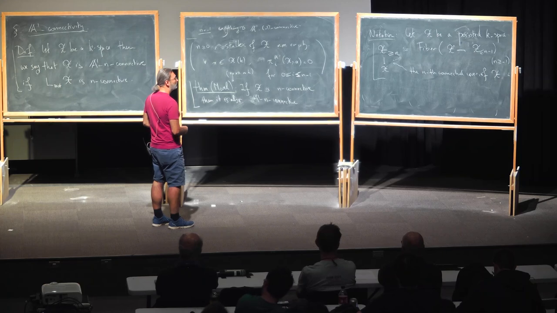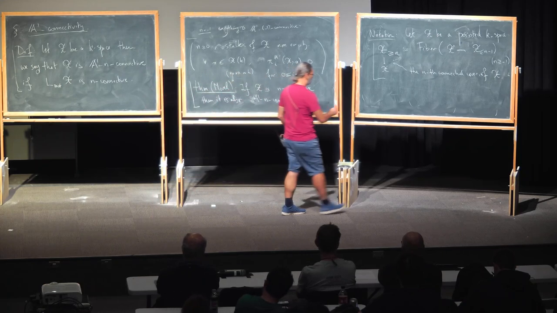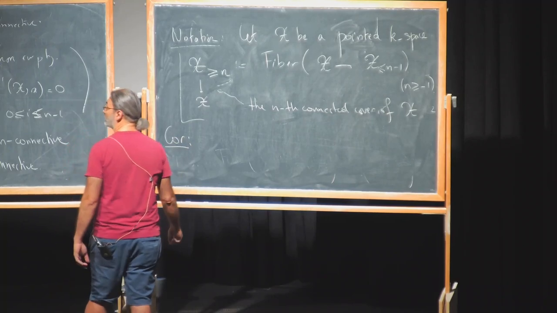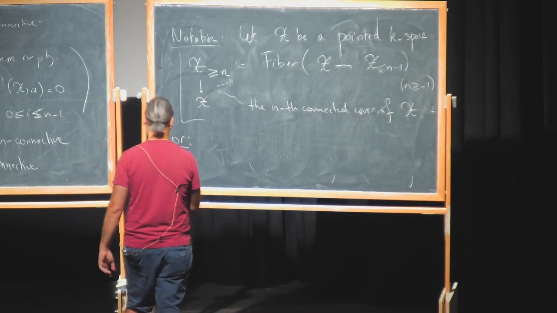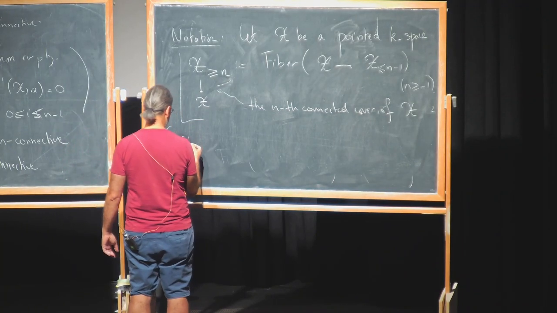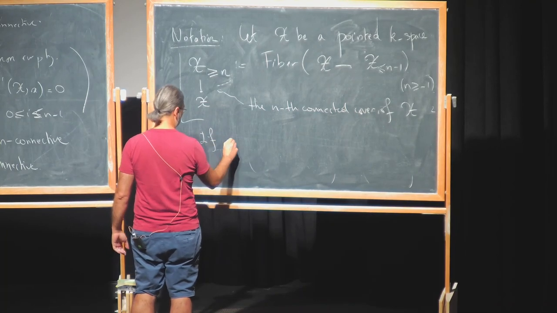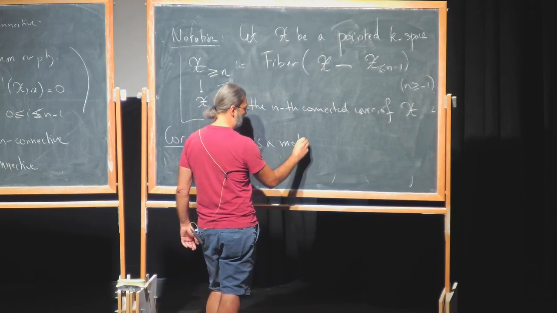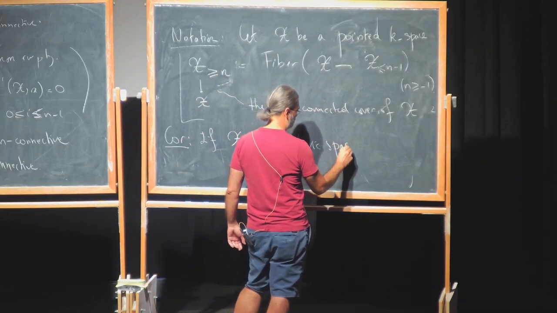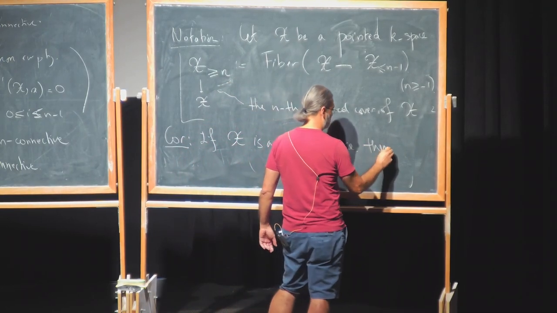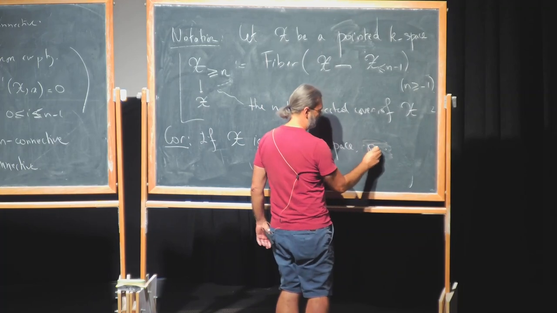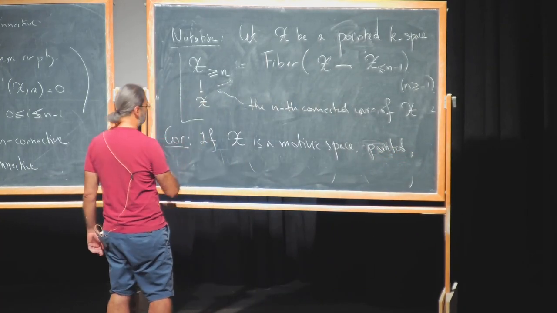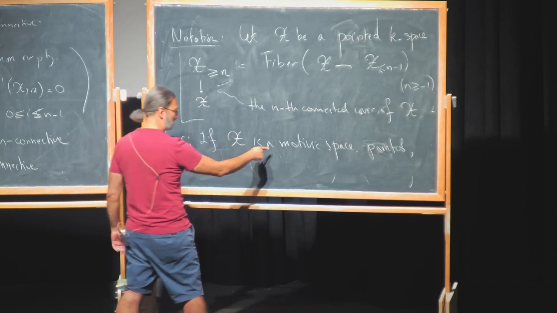Okay, so I can state the corollary of this theorem. The corollary is: if you start with something which is motivic, so if X is a pointed motivic space, then this operation preserves the property of being motivic.